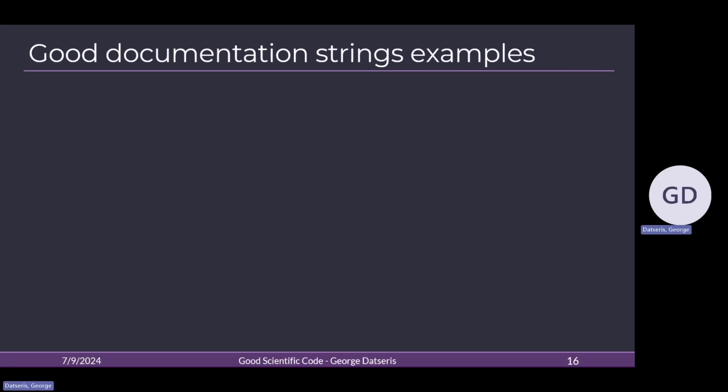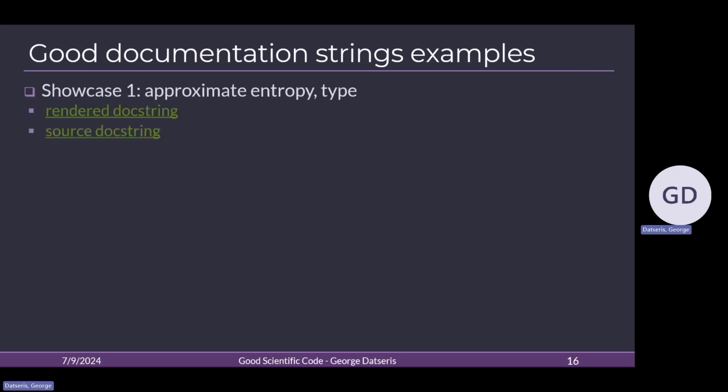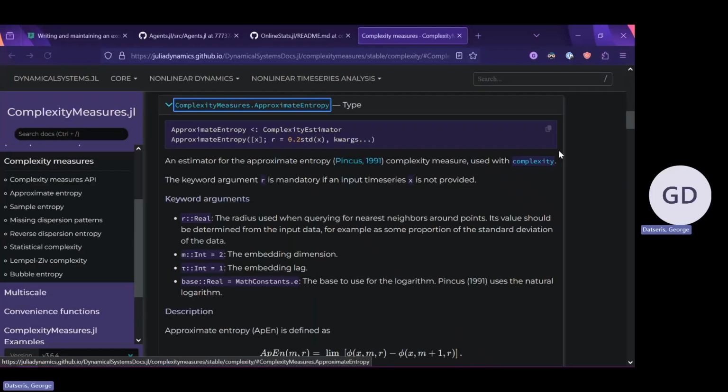Right, so how do you write these documentation strings? Let's see a couple of examples that, once again, I personally believe are good. I have written them, so I am completely unbiased. So this is the documentation string for a Julia type. It's called ApproximateEntropy. This is how you would see this in the documentation that you also will build.